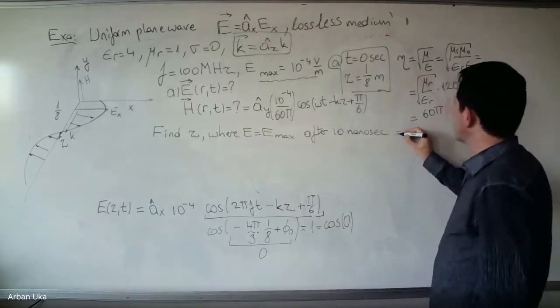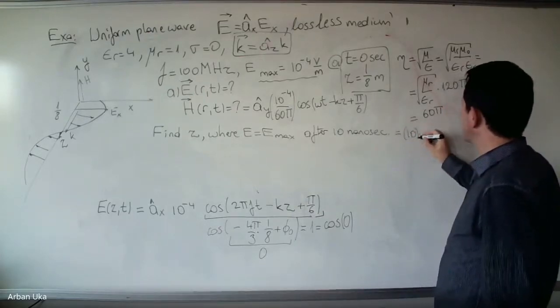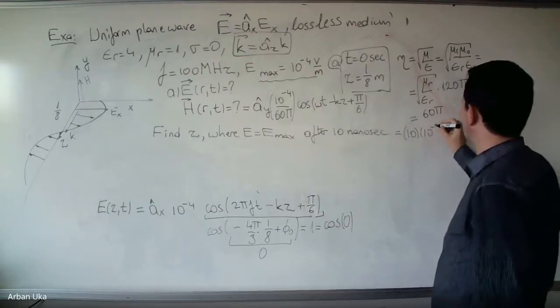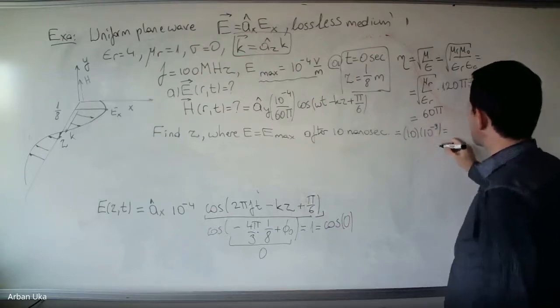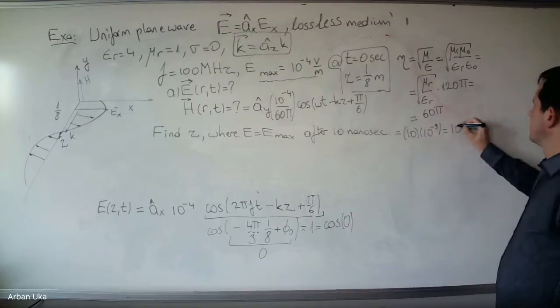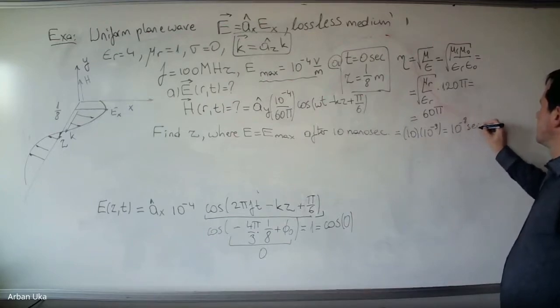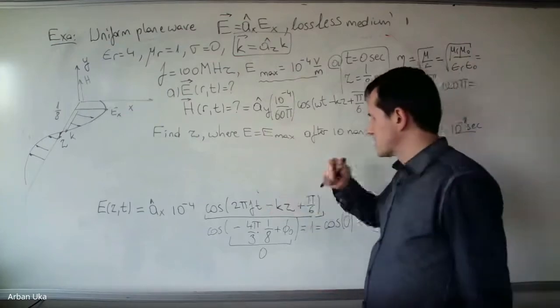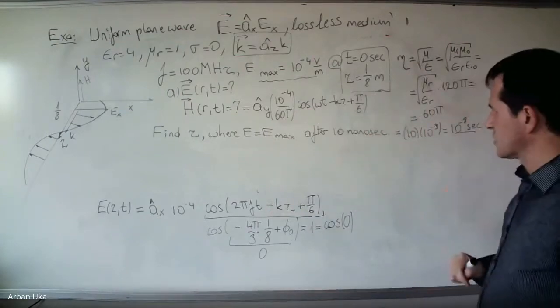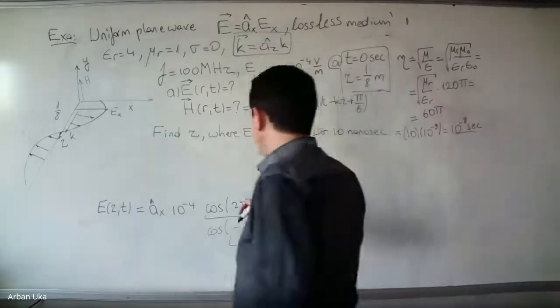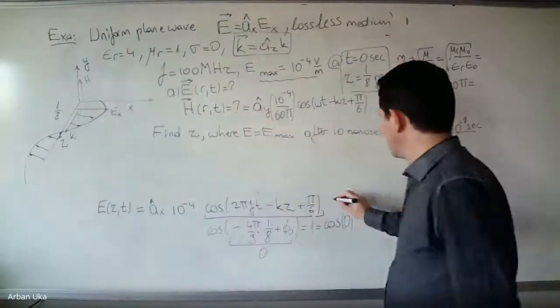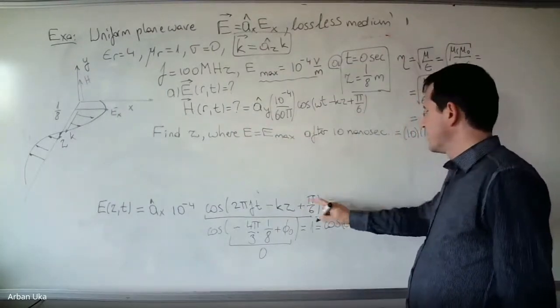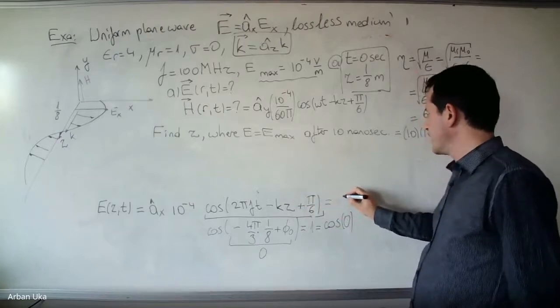10 nanoseconds is equal to 10 times 10 to the power minus 9, which makes this equal to 10 to the power minus 8 seconds, okay? And then we substitute this in this expression. Let's write it here. The amplitude is the same, 10 to the power minus 4.